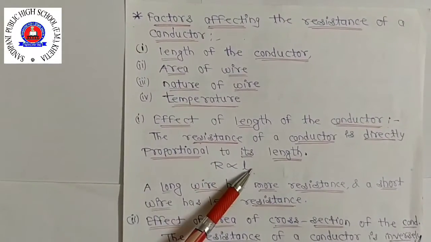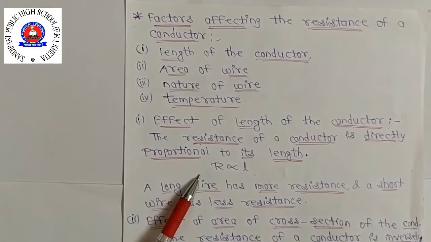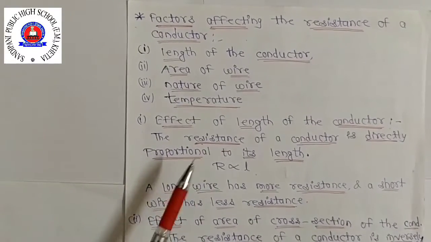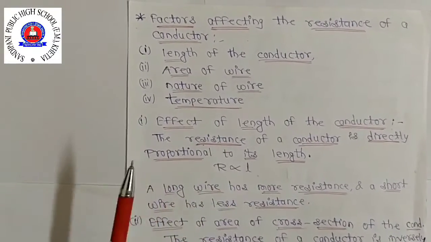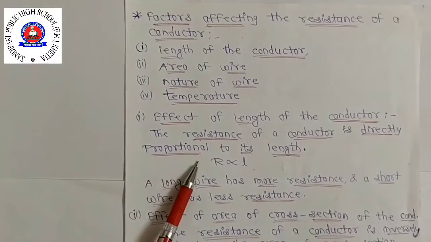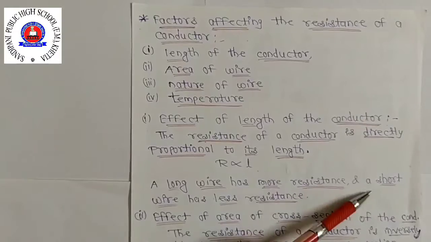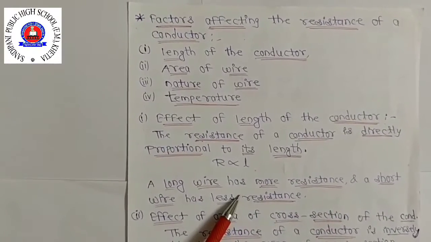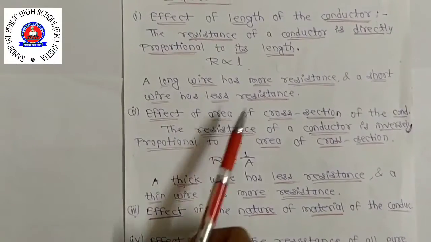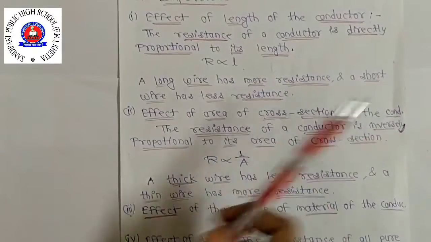If the length of the wire is double, then its resistance will also double. And if the length of the wire is half, then its resistance is also half. From this discussion we conclude that a long wire has more resistance and a short wire has less resistance. Next is the effect of area of cross section of the conductor.